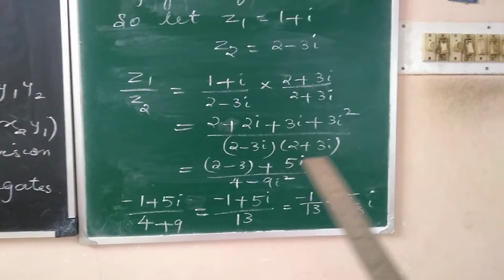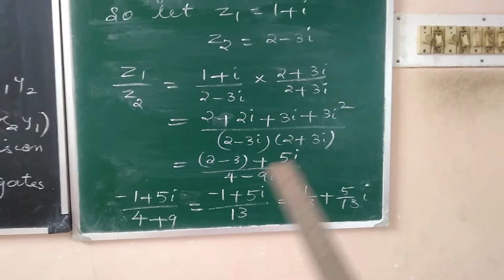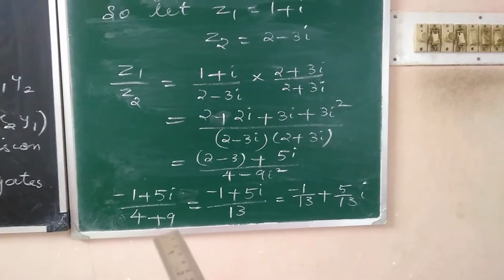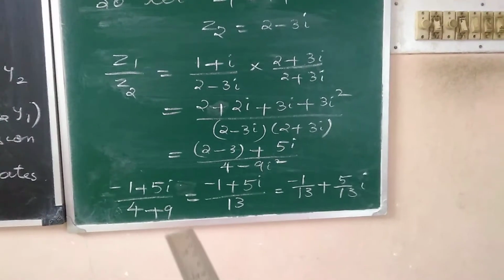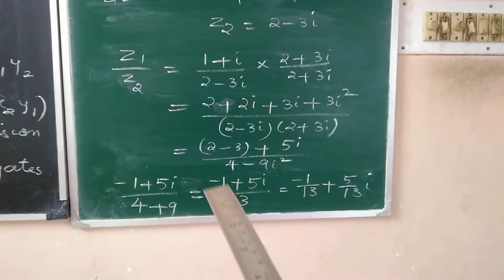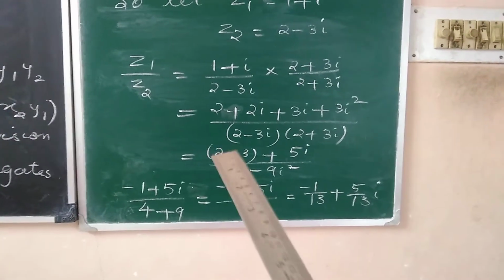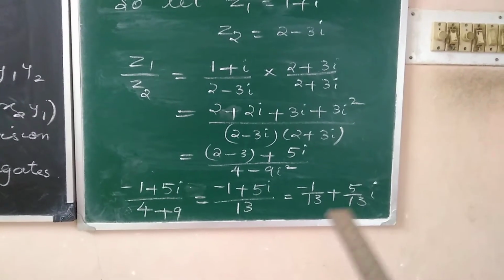The denominator is a minus b into a plus b, which becomes a square minus b square. 4 minus 9i square becomes plus 9, as i square is minus 1, giving 13. So the numerator is minus 1 plus 5i, and the denominator is 13. In order to get into rectangular form, we divide each term by the denominator: minus 1 by 13 plus 5 by 13 i.